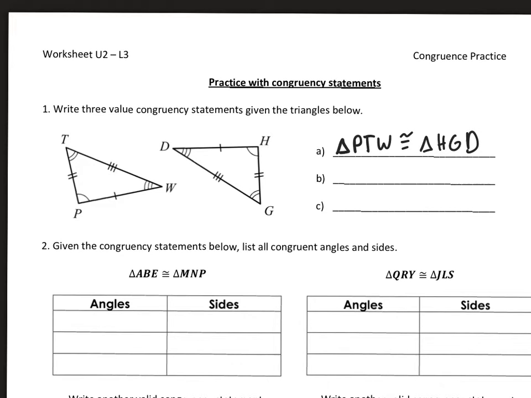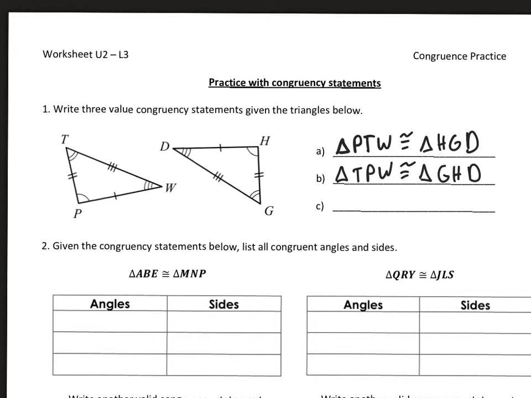Now the other 2 are just going to be modifications of these. Like if instead of PTW, I called the first triangle TPW, that's a totally fine way to do that. All right, T had 2 arcs in it, so that matches up with G. P had 1 arc, so that matches up with H. And then D will be last because that had 3 arcs.